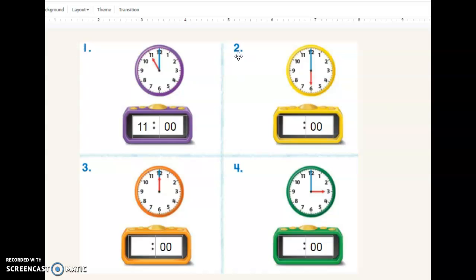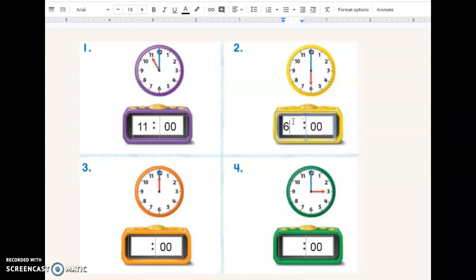Moving on to question number 2, the hour hand. What was the hour hand again? Is it the blue long hand or is it the short red hand? The hour hand is the shorter hand. So the shorter hand is pointing to the 6. So it is 6 o'clock. Let's move on.